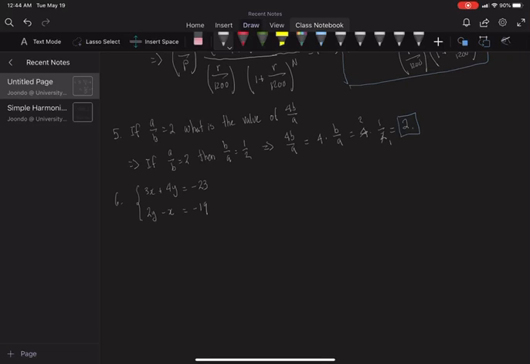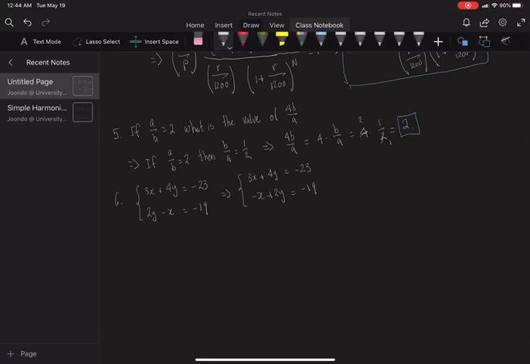So, first of all, you have to find the common. So, let's switch this order up. So 3x plus 4y is equal to minus 23, right? Negative x plus 2y is equal to negative 19. Well, let's try to eliminate x first or y first. Well, you can try with both. You can try either one, but I'm going to do y because it's easier.